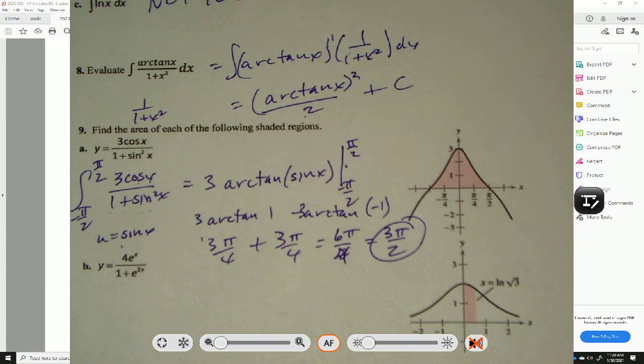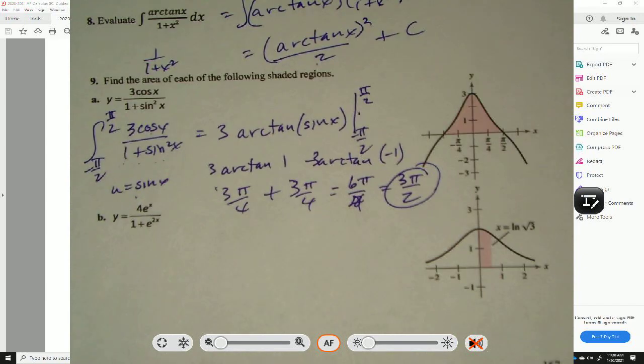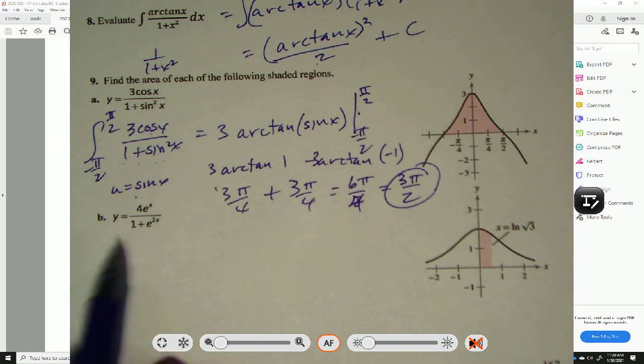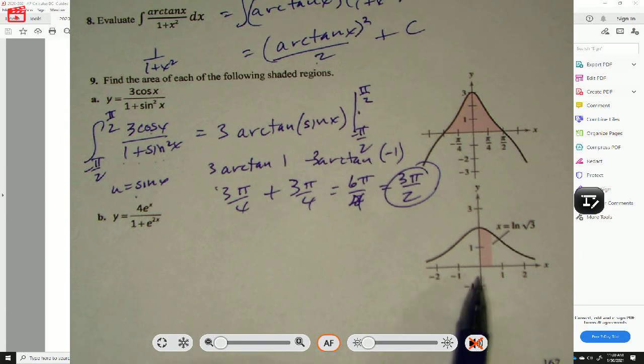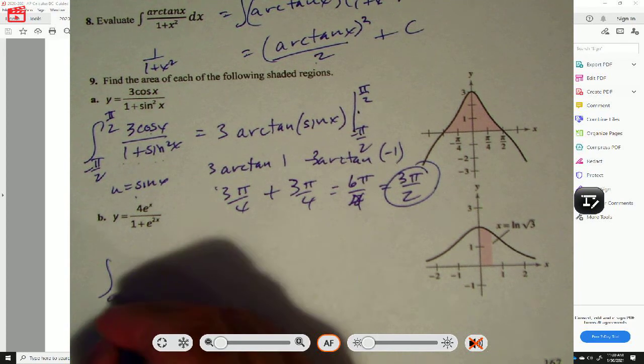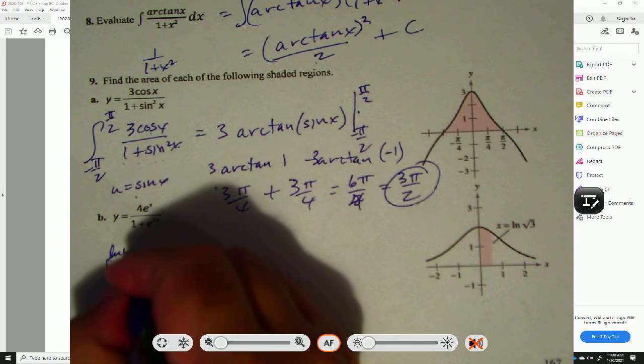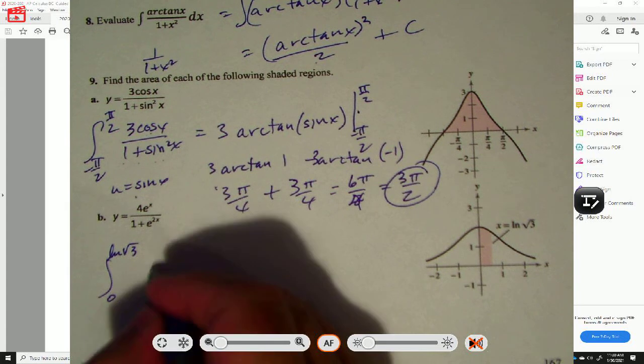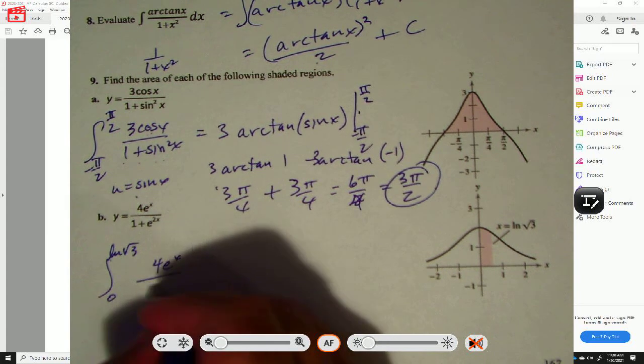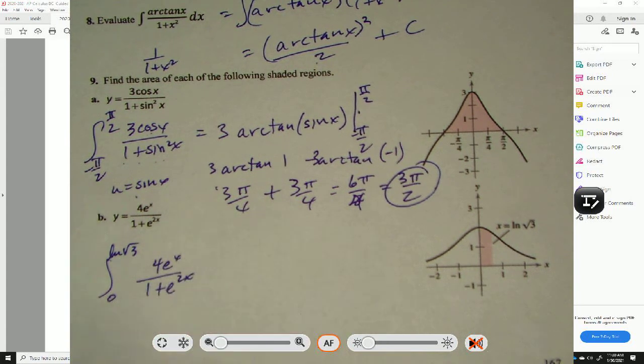Okay, and then the last one here, at the end of chapter 5. Oh goodness. Alright, this we're going from 0 to log root 3. Great. So we want to integrate this from 0 to log root 3. And we're doing this thing, 4e to the x over 1 plus e to the 2x.